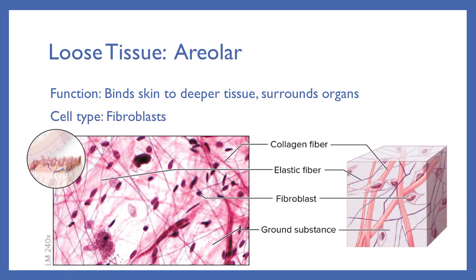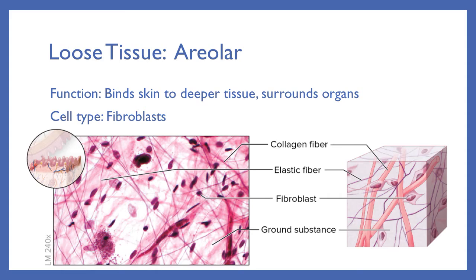The first type is areolar. Where can we find it? Just below the epidermis, forming that dermal papilla. That's going to be your areolar. It's going to bind the skin to deeper tissues. And we also have some organs that we're going to surround with it.